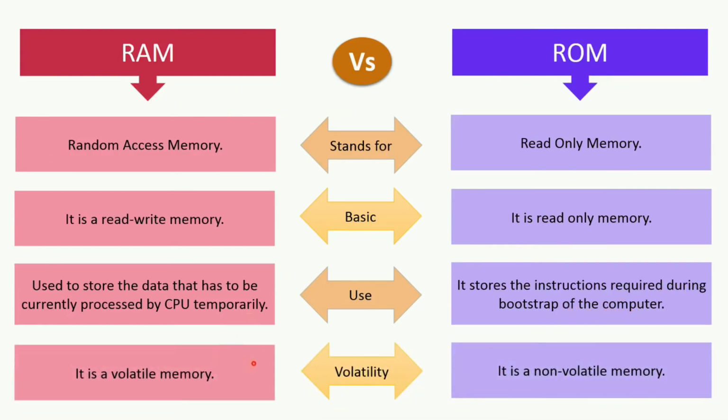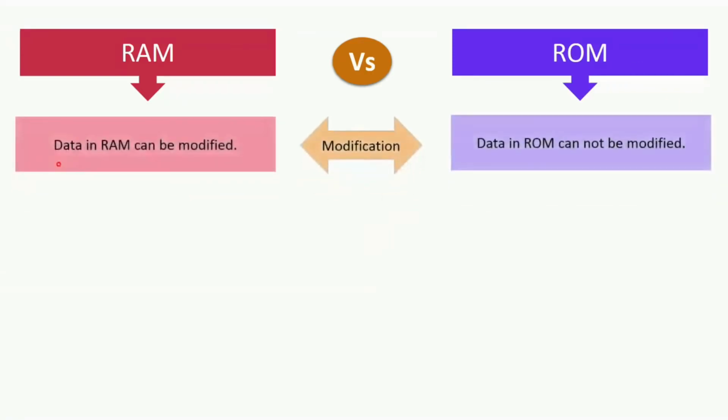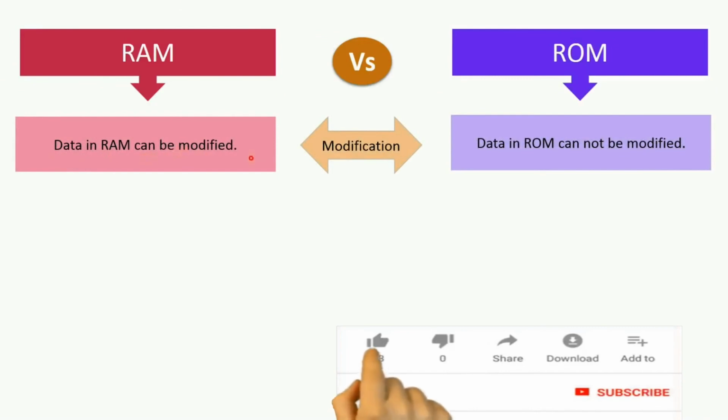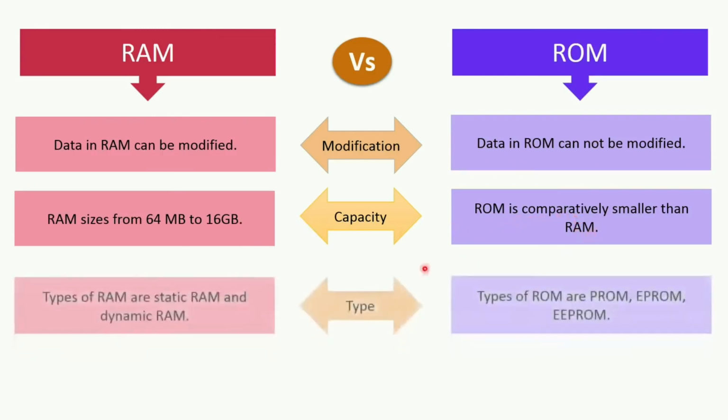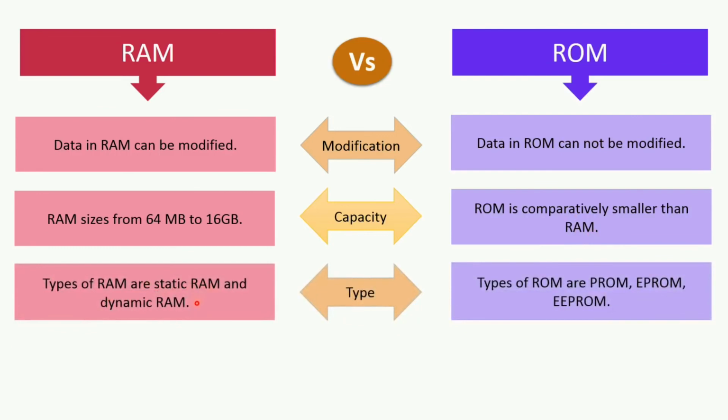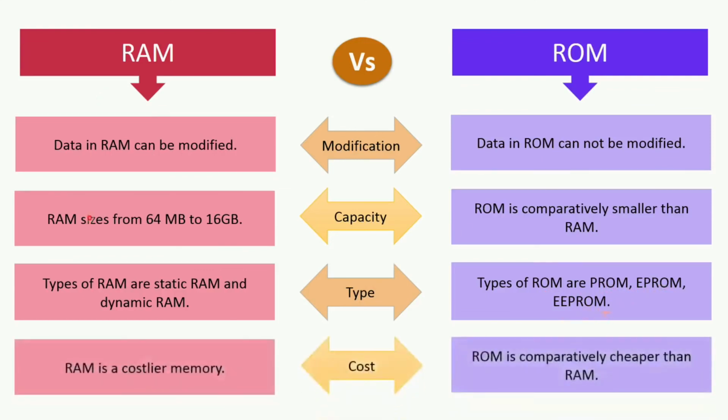RAM is a volatile memory, as against ROM is a non-volatile memory. Data in RAM can be modified. Conversely, data in ROM cannot be modified. RAM sizes from 64 MB to 16 GB. On the contrary, ROM is comparatively smaller than RAM. There are two types of RAM, static RAM and dynamic RAM, whereas ROM has three types, PROM, EPROM and EEPROM. RAM is very expensive memory, while ROM is comparatively cheaper than RAM.